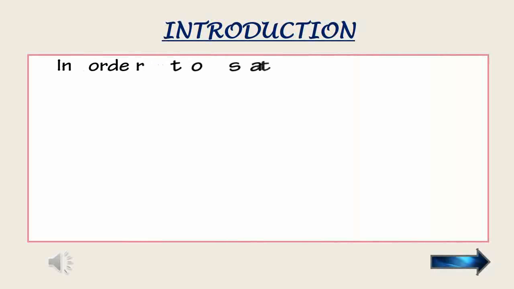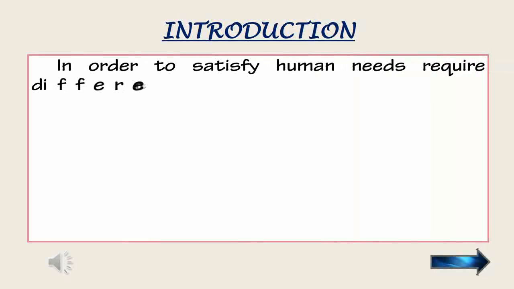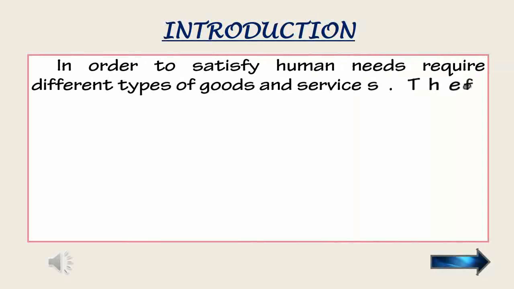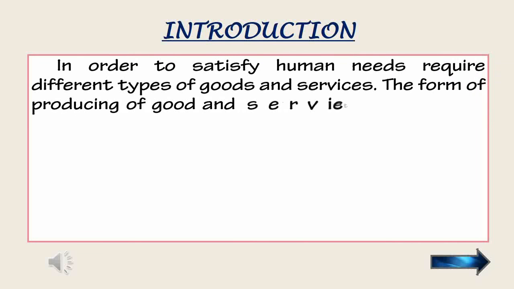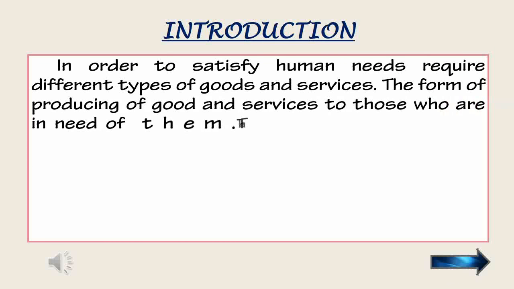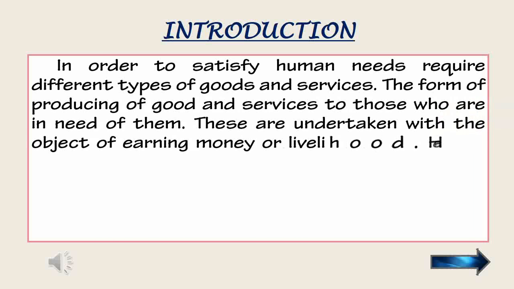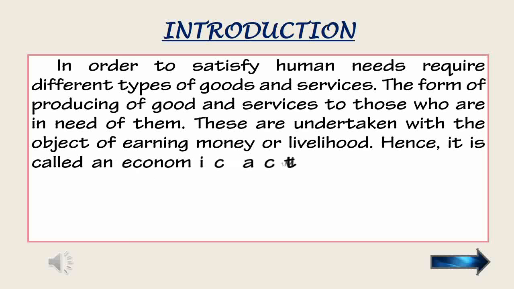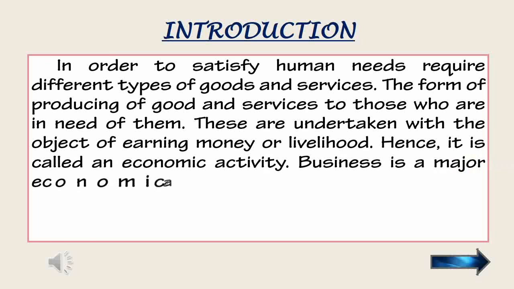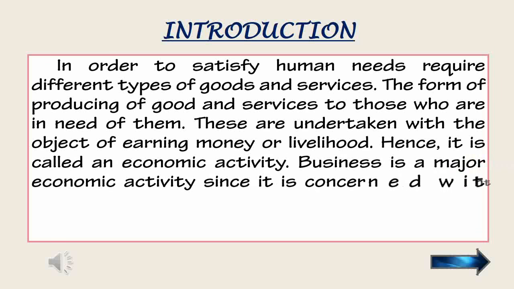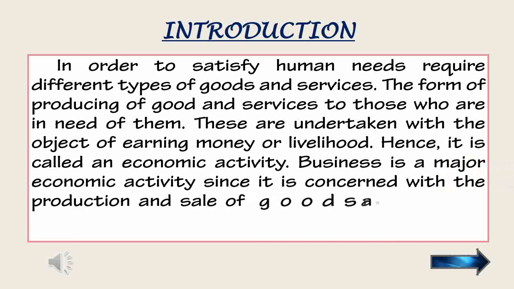In order to satisfy human needs, we require different types of goods and services. The form of producing goods and services is for those who are in need of them. These are undertaken with the object of earning money or livelihood. Hence, it is called an economic activity. Business is a major economic activity since it is concerned with the production and sale of goods and services that people need.